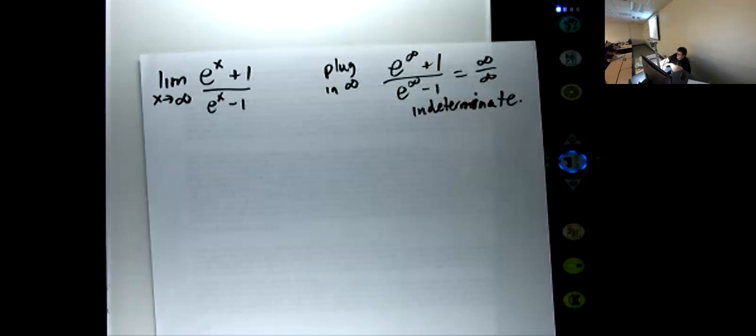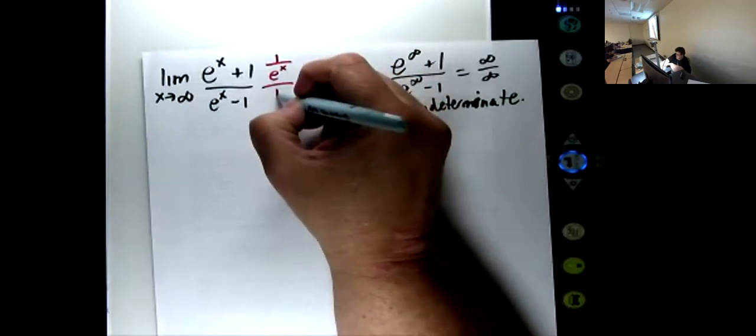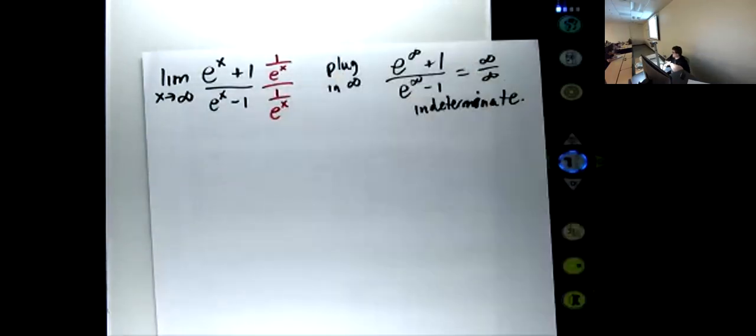The easiest one to do on this one is multiply both top and bottom by 1 over e to the x. I think I'm going to need to do a video for trig stuff on limits, because I didn't do any limits in 1.7 and I should have.